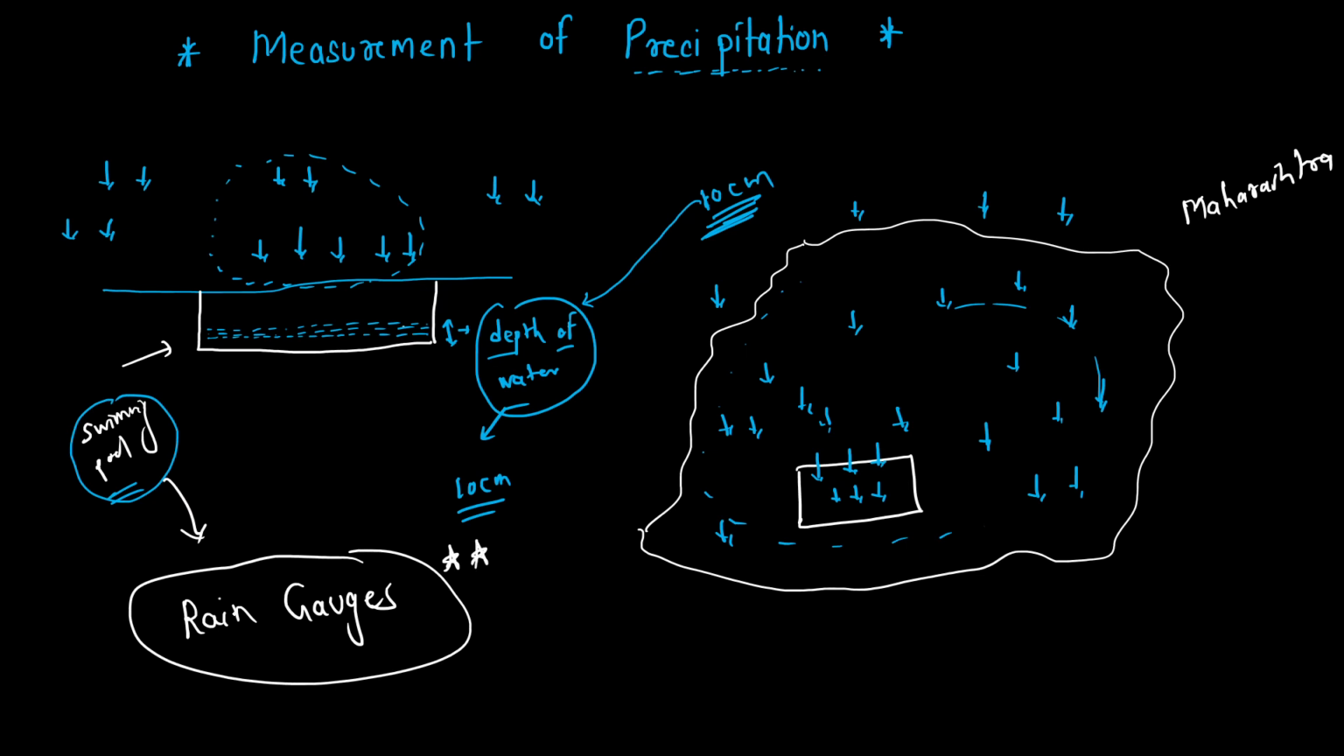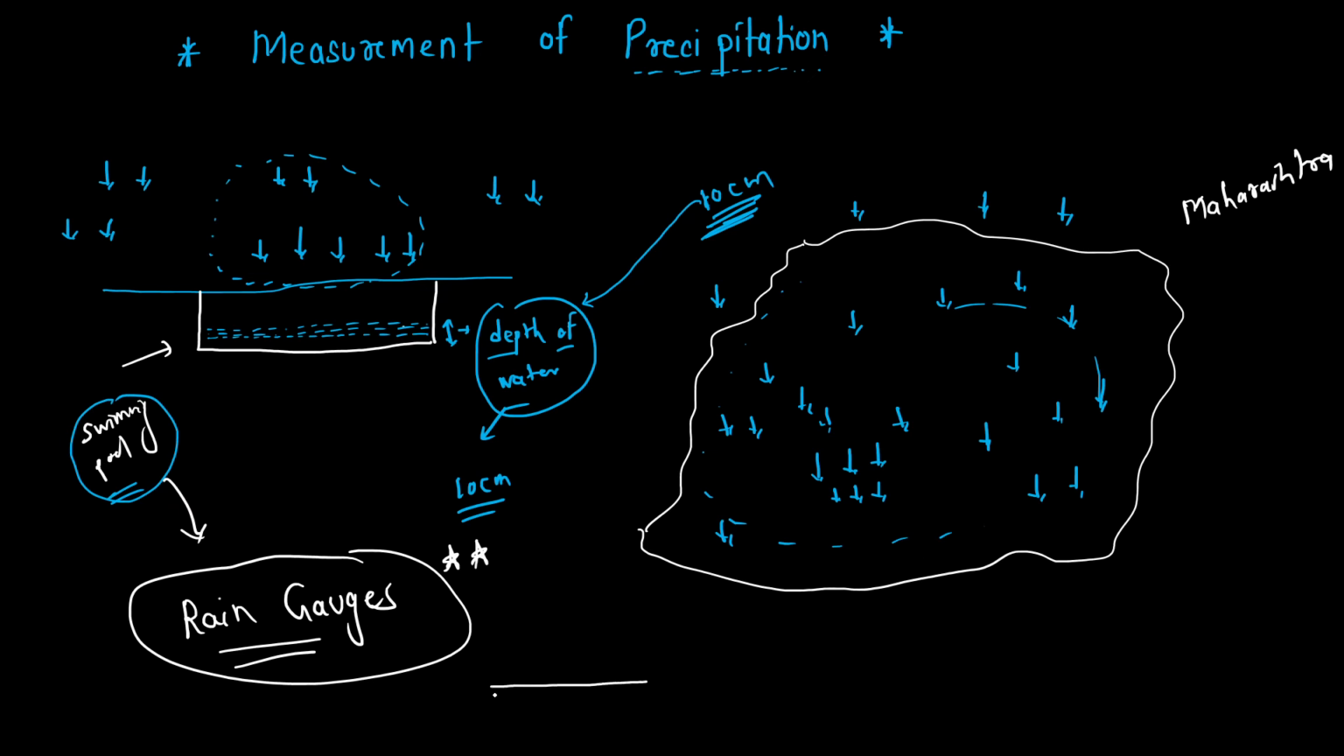Okay, so the instruments which are used to measure the precipitation are called rain gauges. Now let's say this is the Maharashtra area. Okay, now I am removing the swimming pool from here. You have understood the concept. So how is the shape of the rain gauge? The rain gauge is constructed like this.